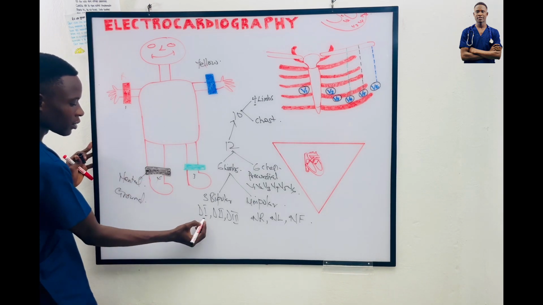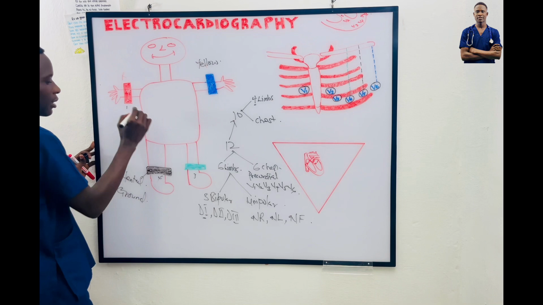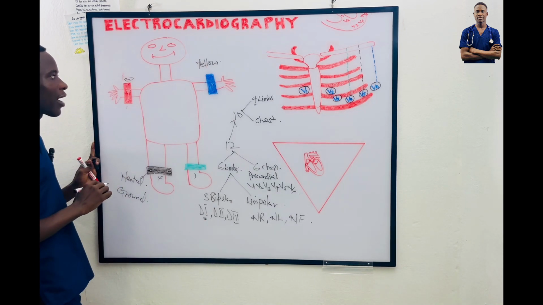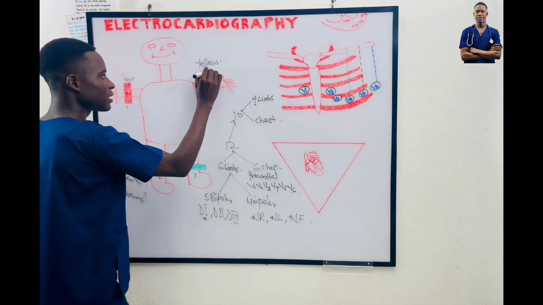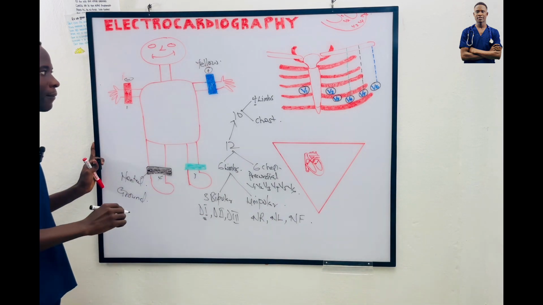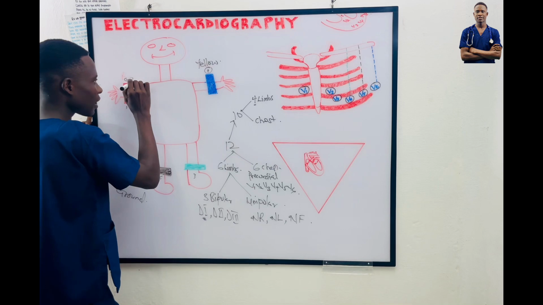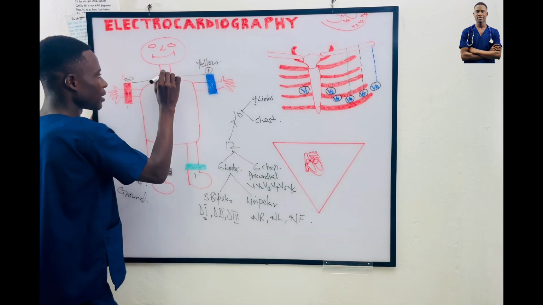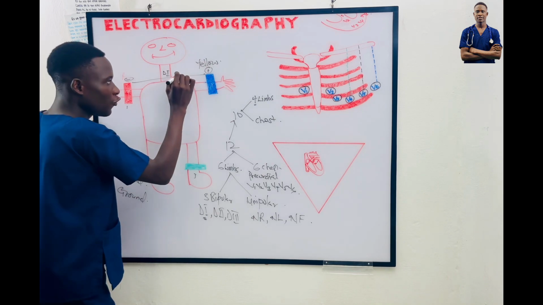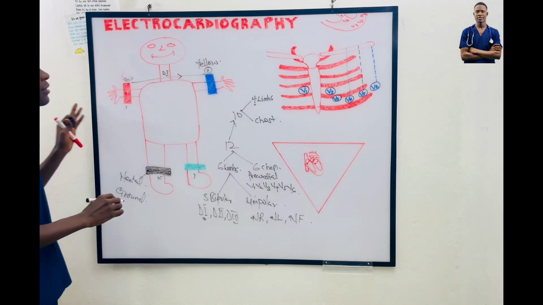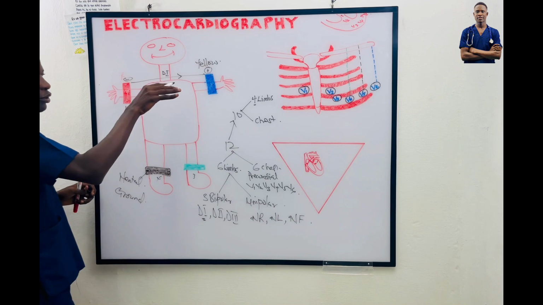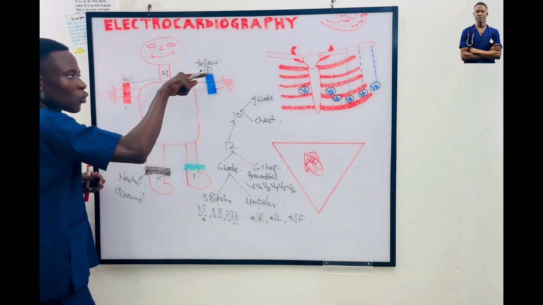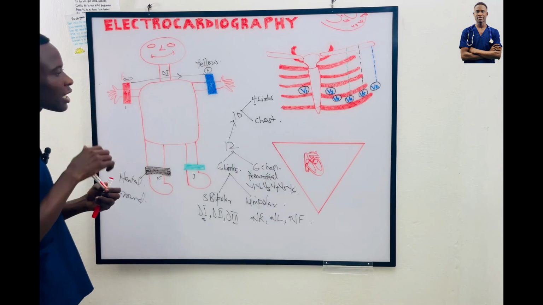So here, the D1 has its negative electrode at the right arm and its positive electrode at the left arm. Do you understand? So the D1 is actually like this. That is the D1. And the movement of the vector, or the electrical impulse, moves towards the positive one. So the movement will go toward this side. Now, let's look at something here.